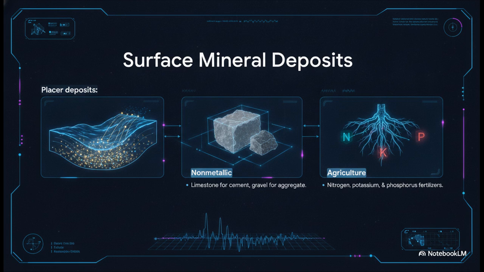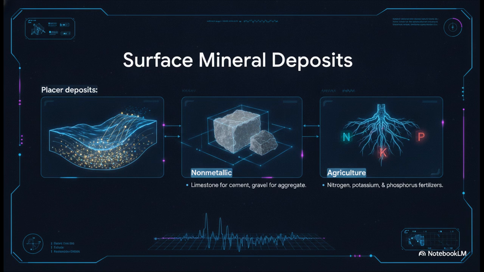The Earth's surface systems are also hard at work sorting materials. Surface waters actually hydraulically sort high-density minerals into what we call placer deposits. That is exactly how you get gold panning in riverbeds. We also really have to give credit to the non-metallic building blocks. I'm talking pure limestone for our cement and gravel for our roads.